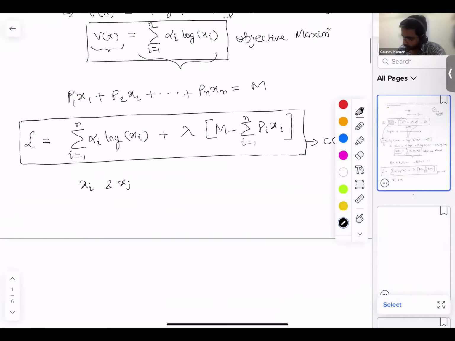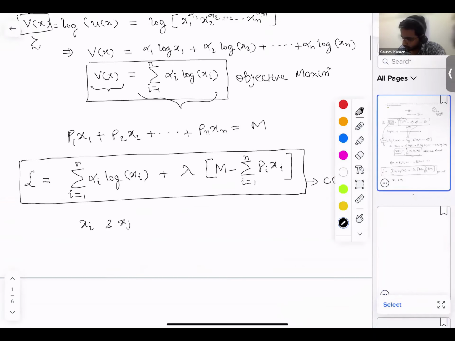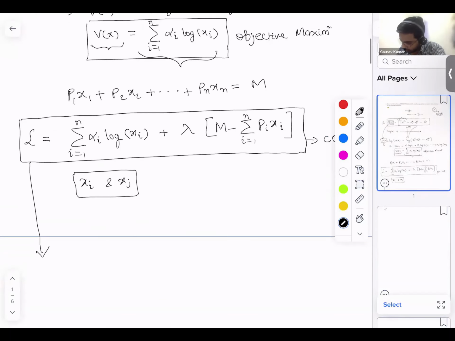So suppose there are two commodities xi and xj. We have n commodities; we are taking two just for an example. Now when we expand this Lagrangian, it is alpha 1 log of x1 plus dot dot dot alpha n log of xn plus lambda times (m minus p1 x1 minus dot dot dot minus pn xn). This is the Lagrangian form. This is the expanded version.